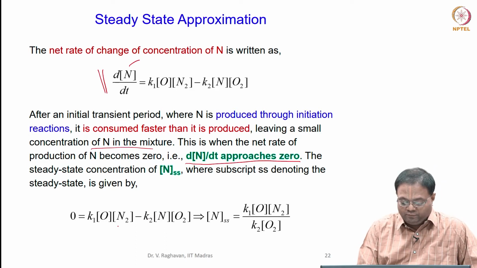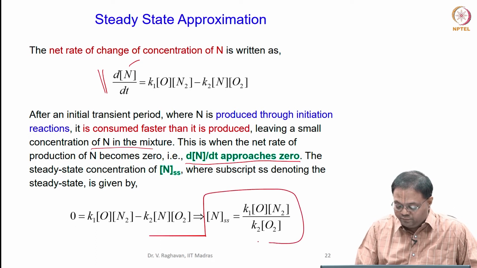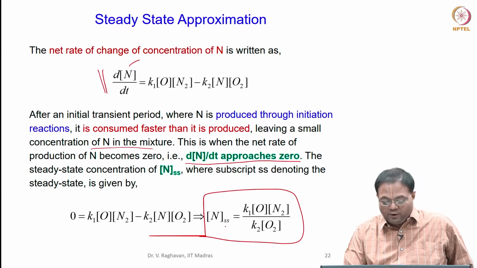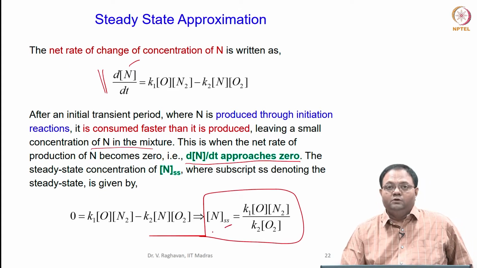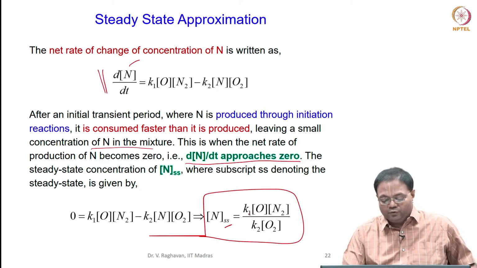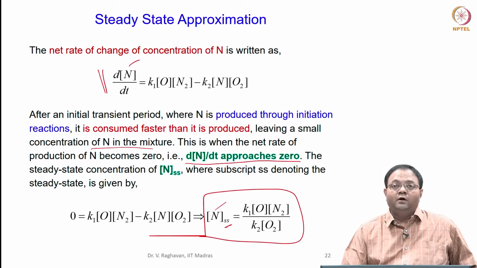Okay, now from this we can write the concentration of N in terms of other species like this. Here for N I put a subscript steady state, SS, calculated as K1 into concentration of O into concentration of N2 divided by K2 into concentration of O2. So, now the concentration of N is calculated and it is used in the calculation of properties and other diffusion coefficients, etc.